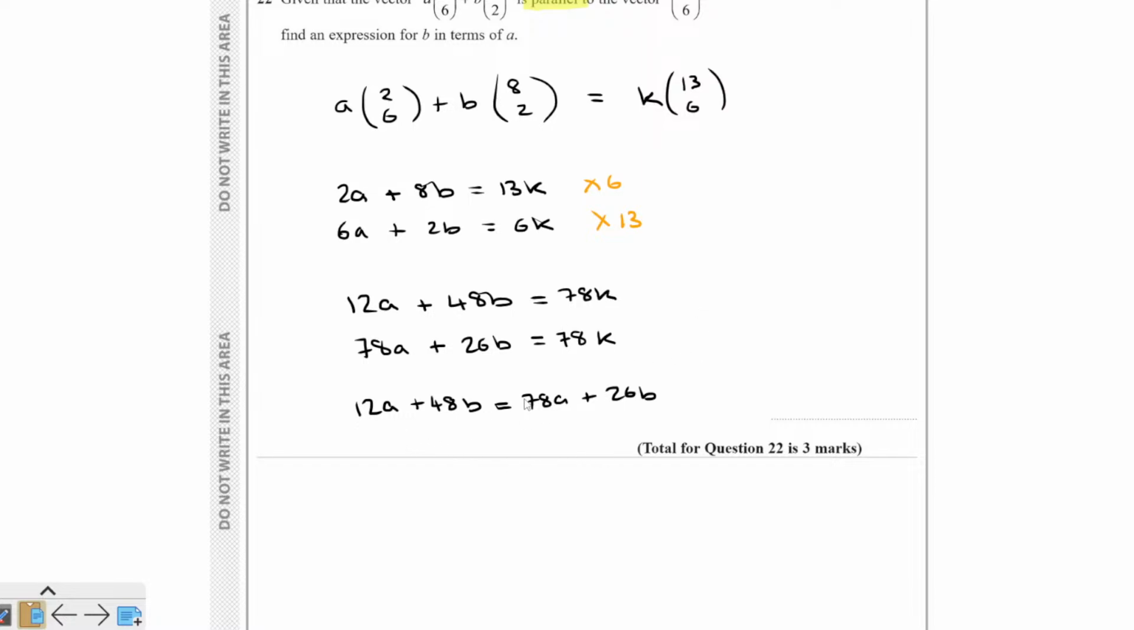So I'm going to collect the like terms. I'm going to move 26b across, so 48 minus 26 is 22b. And at the same time, I'm going to move the 12a across, so 78 minus 12 is 66a.